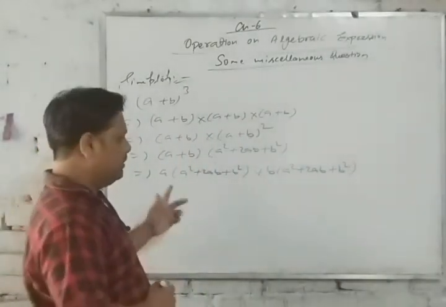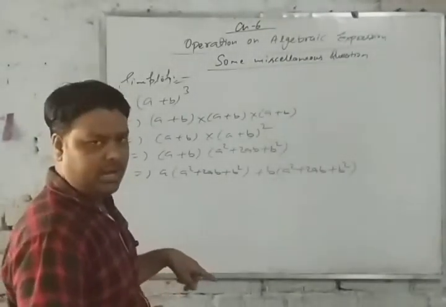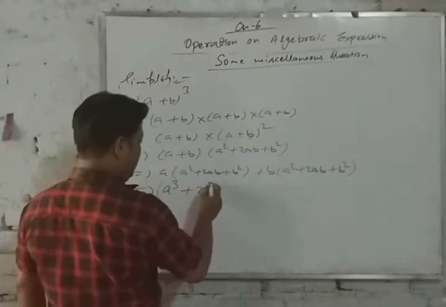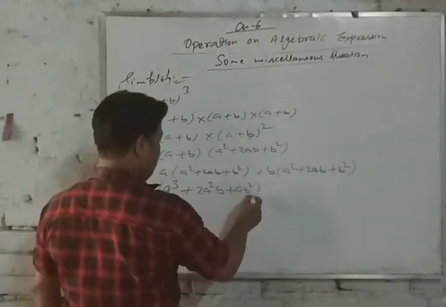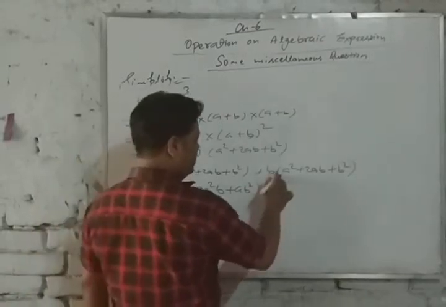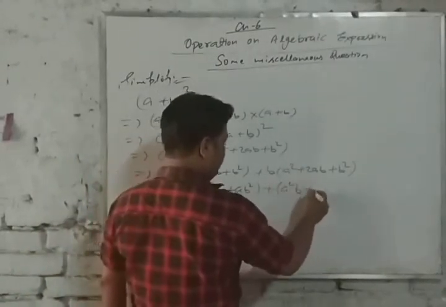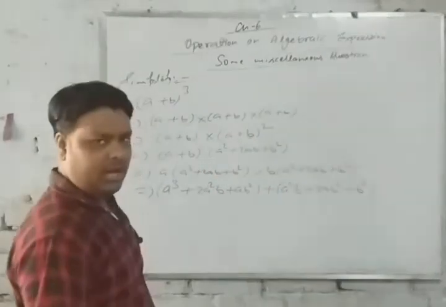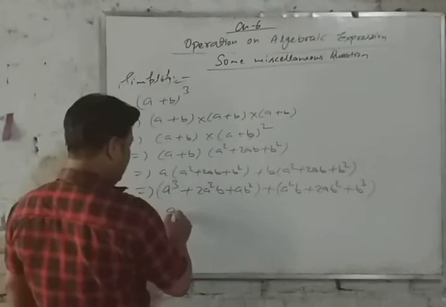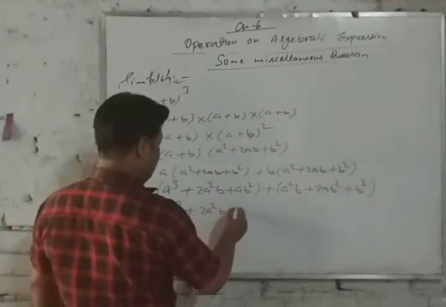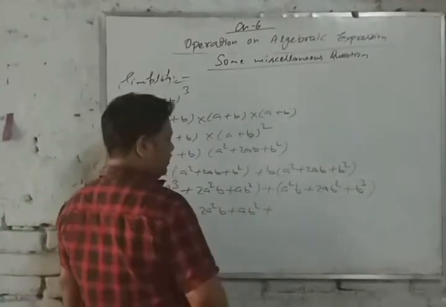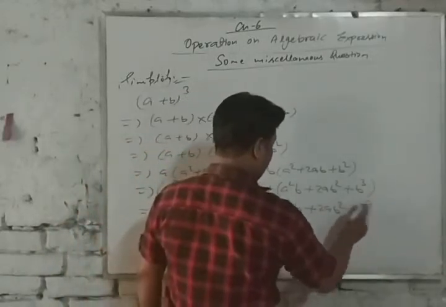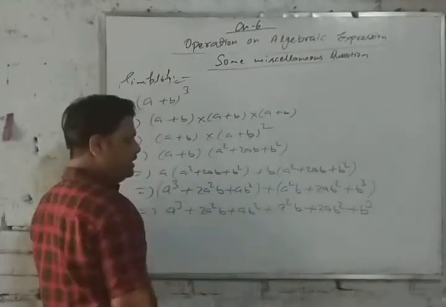Now we will multiply it, and then in the next step we will remove the bracket. Then a cube plus 2a square b plus ab square, always in alphabetical order, plus here also a square b plus 2ab square plus b cube. Now we will remove the bracket. Then a cube plus 2a square b plus ab square plus a square b plus 2ab square plus b cube. Here we have not changed the sign because plus is outside.